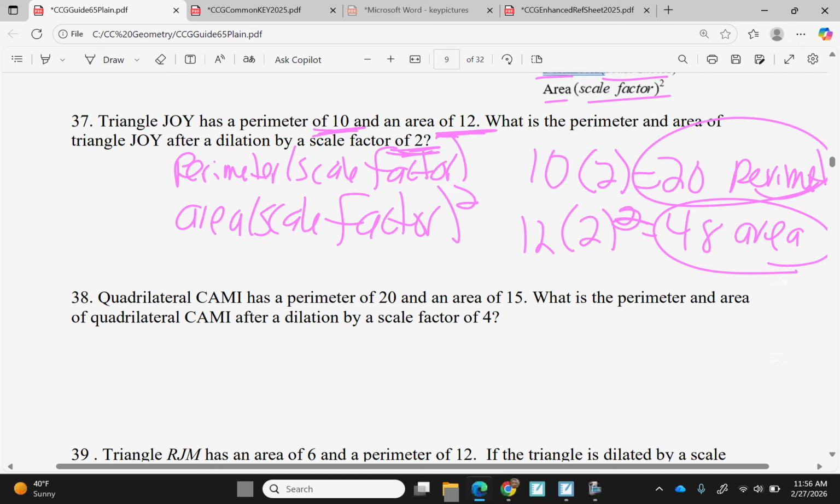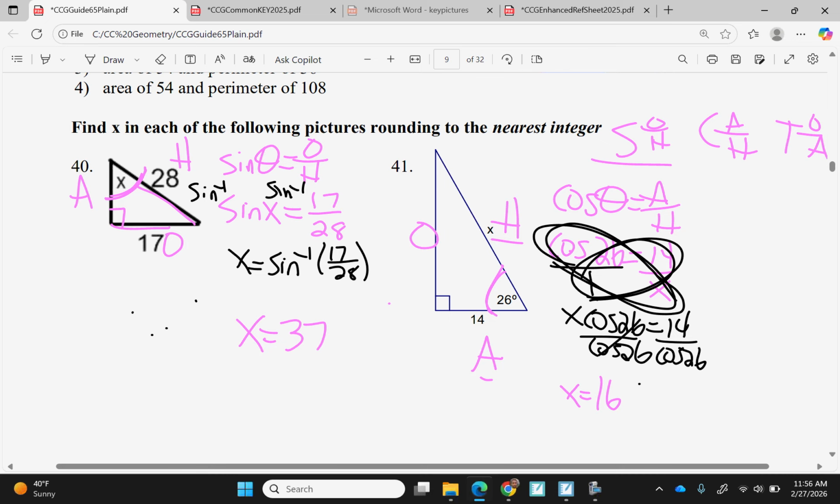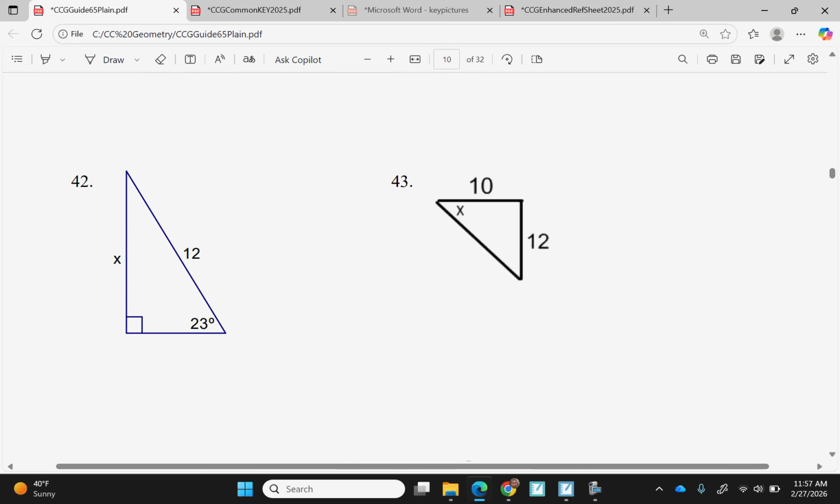Perimeter times the scale factor. Area times the scale factor squared. SOHCAHTOA: label your H, your A, and your O, sub into the appropriate formula, use the equation solver if you need to, otherwise inverse for an angle, cross multiplication for a side.